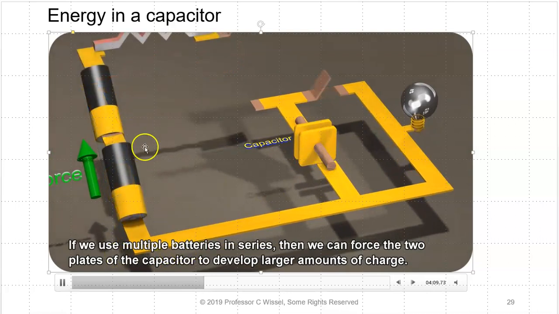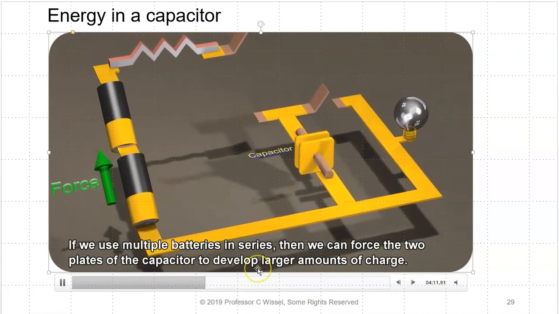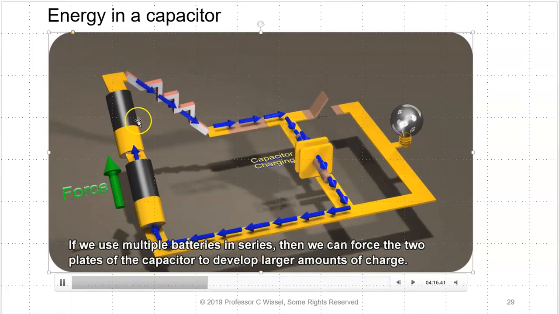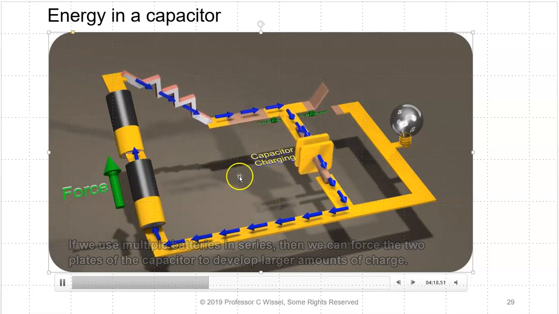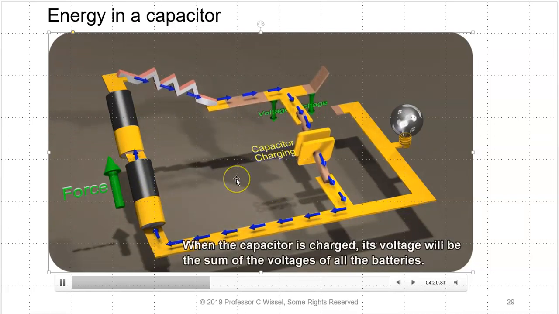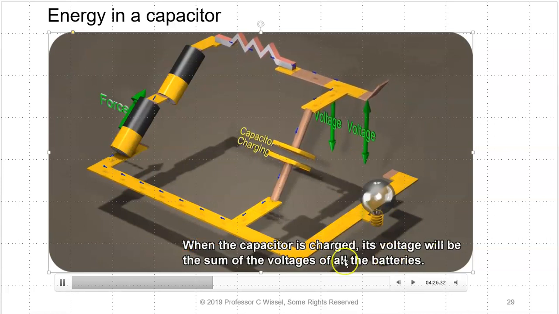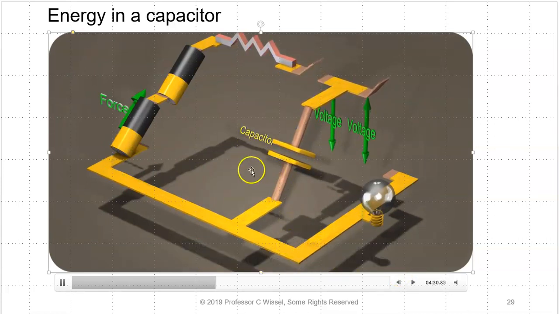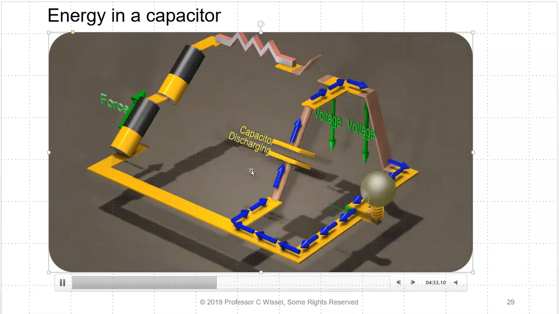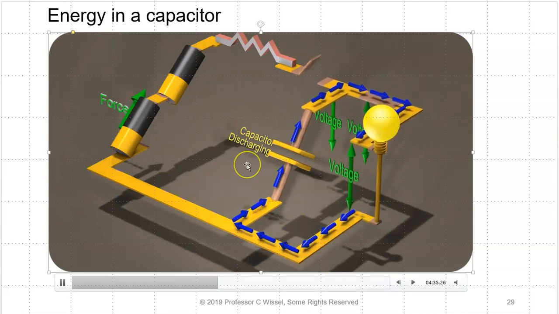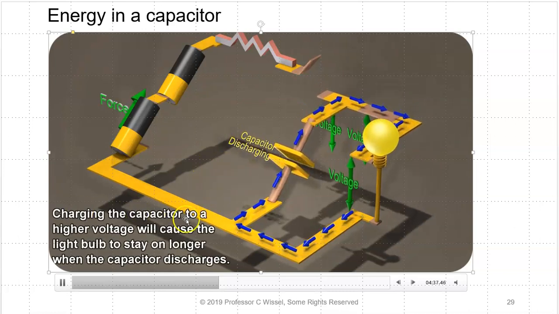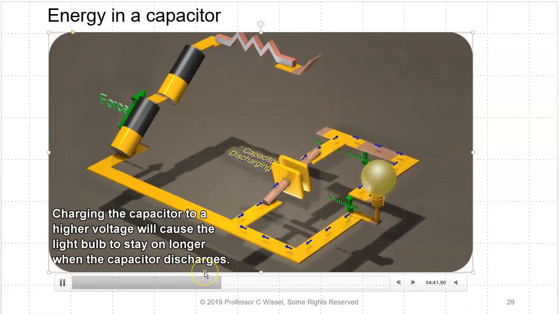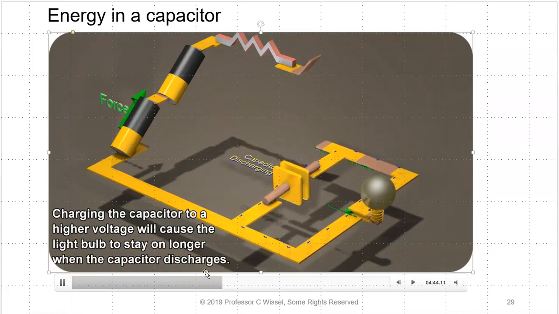If we use multiple batteries in series, then we can force the two plates of capacitor to develop a larger amount of charge because voltages add in series. When the capacitor is charged, its voltage will be the sum of the voltages of all the batteries, provided they're connected in series. We'll talk more about that later. Charging the capacitor to a higher voltage will cause the light bulb to stay on longer and be brighter when the capacitor discharges.